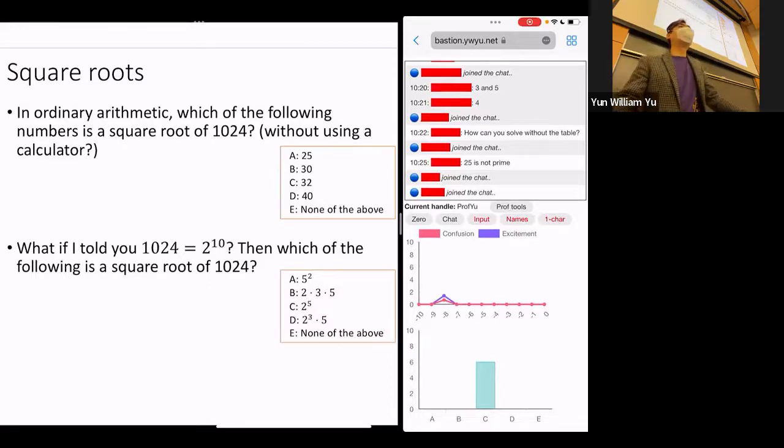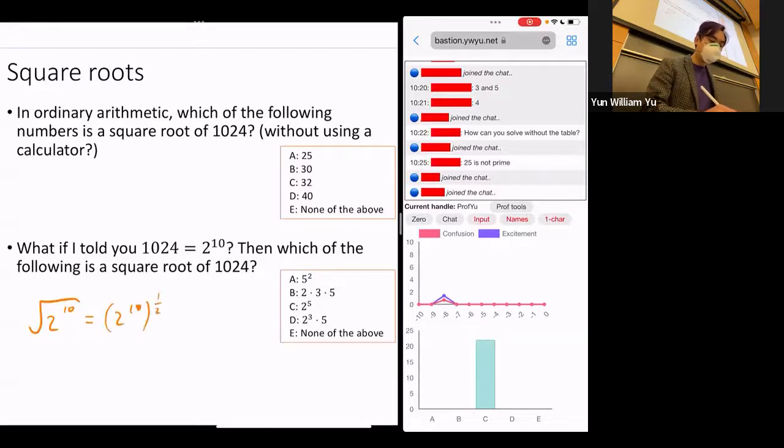So this ought to be a little bit easier, right? Because if 2 to the 10 is 1024, well then the square root of that is just equal to 2 to the 10 to the 1/2. And you multiply this together, so that's just 2 to the 5, which is of course equal to 32. So somehow, if I gave you a prime factorization, then finding the square root would be easy, right?